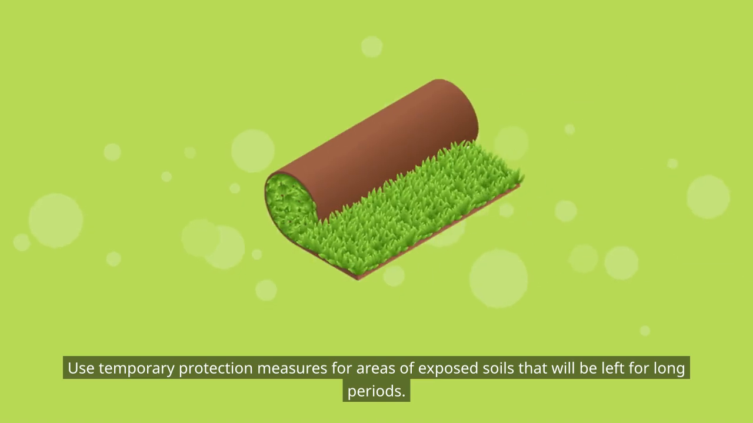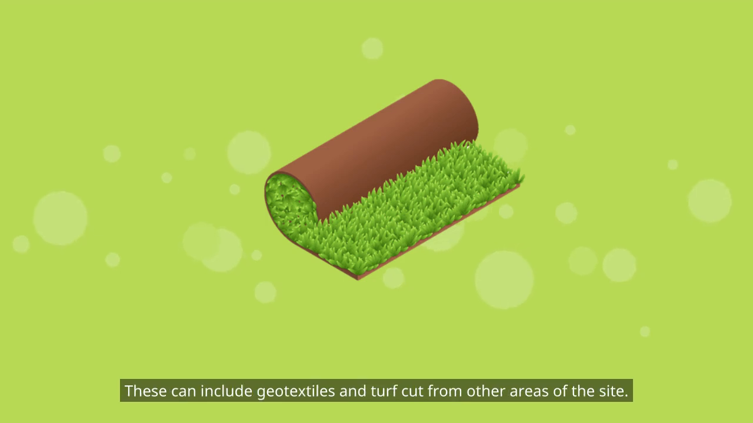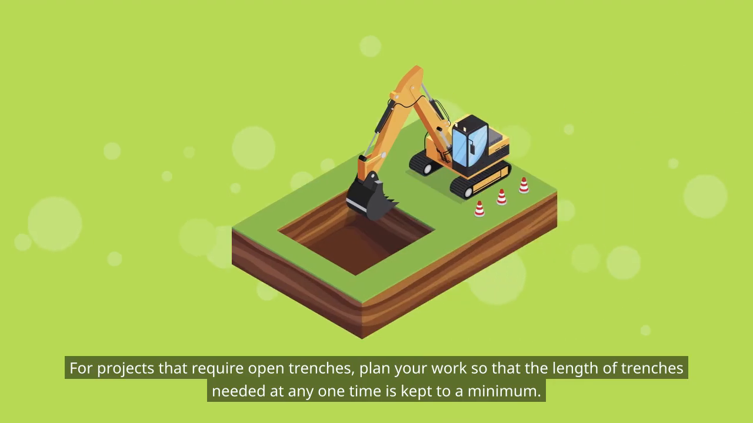Use temporary protection measures for areas of exposed soils that will be left for long periods. These can include geotextiles and turf cut from other areas of the site. For projects that require open trenches, plan your work so that the length of trenches needed at any one time is kept to a minimum.